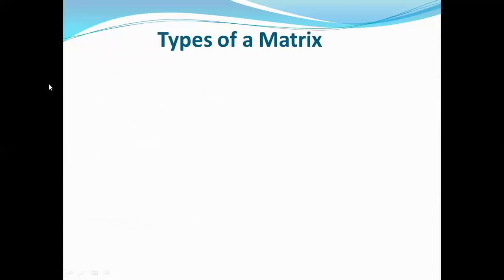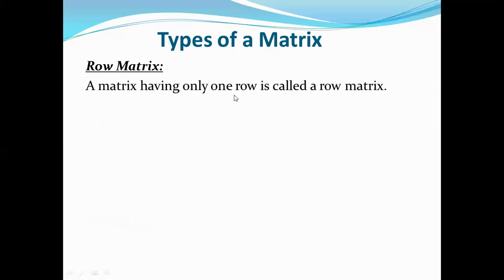Types of a matrix. Number one type is row matrix. So a matrix having only one row is called a row matrix. For example, 0, a matrix having only one element, that is 0.